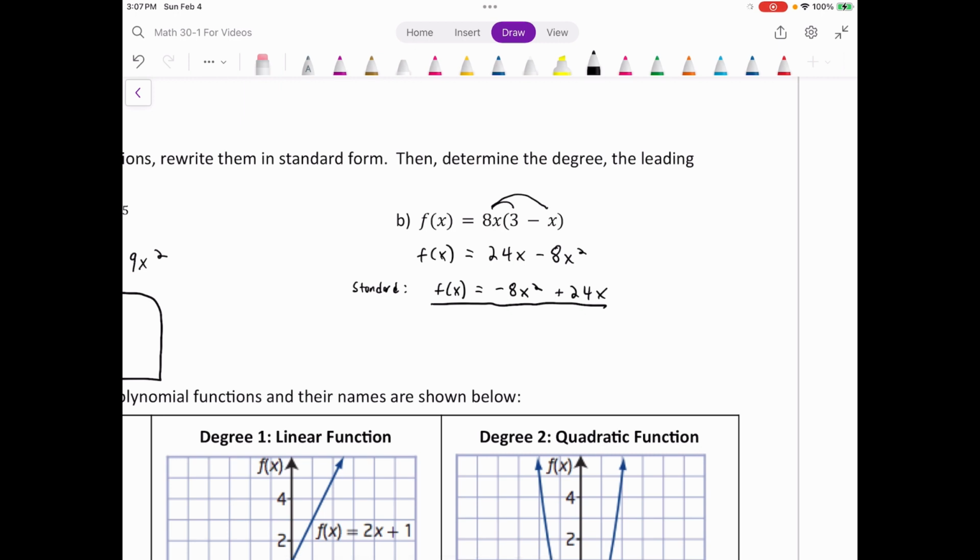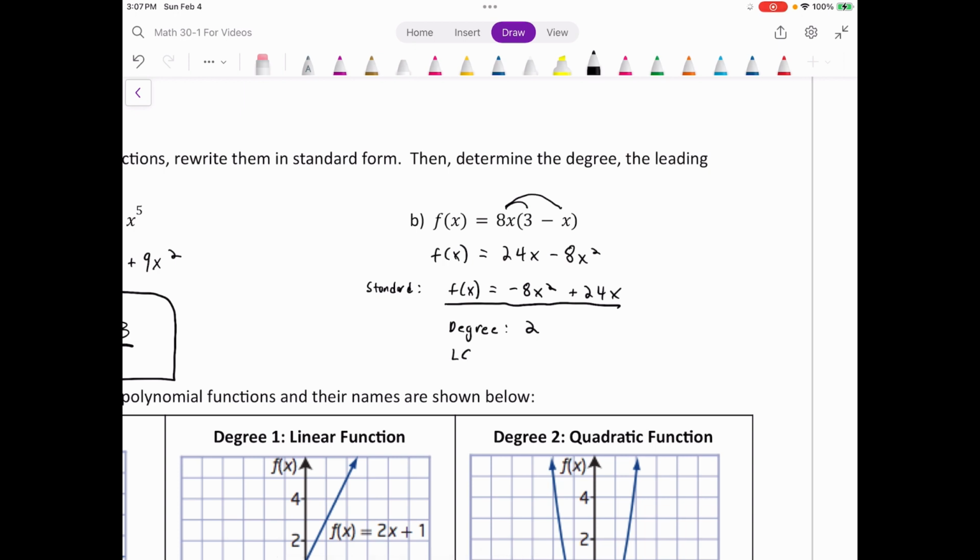So help me out here. What's the degree? Greatest exponent on x, right? So our degree is 2. The highest power on x is just 2. Okay, our leading coefficient, I'm just going to write LC for short. Well, that's the coefficient on the term with the highest exponent on x, right? So for us here, it's negative 8.